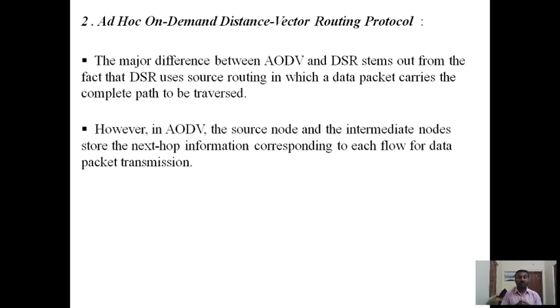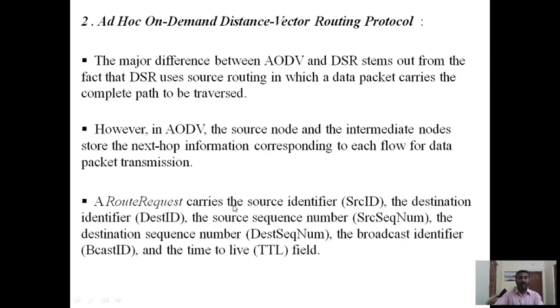Why? Because on demand means whenever you require it, then you establish the connection. However, in ad hoc on-demand distance vector, the source node and the intermediate nodes store the next hop information corresponding to each flow for data packet transmission. So here in the network, there are three different types of nodes: source node, destination node, and intermediate nodes. Who sends the data is called the source node, and who receives the data is called the destination node. Between these two nodes, some intermediate nodes are there. So in this concept, the source node and the intermediate nodes also store the next hop information corresponding to each flow of data packet transmissions.